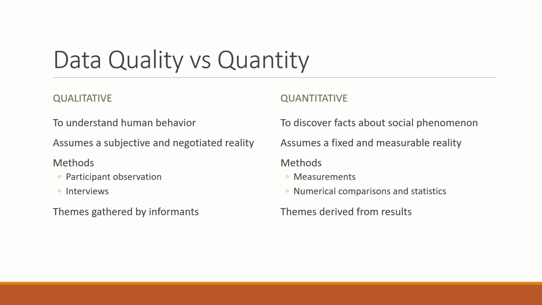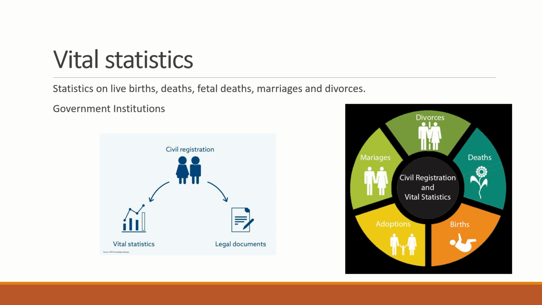On the other hand, quantitative data is all about numbers. It's to discover very objective facts about social phenomena. It assumes that there is a fixed and measurable reality that just has to be discovered. The methods there are about taking many different kinds of measurements and doing numerical analysis like comparisons and statistics. In qualitative methods, themes are gathered by informants, whereas in a quantitative method, themes are derived from the actual data results. Let's take a look at some numbers here.